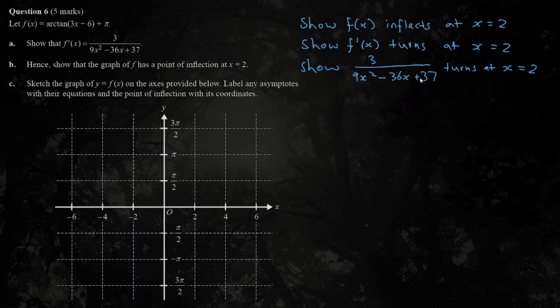So let's go ahead and give a name to this denominator. Call this p of x. Get an arrow going there. And so on our next step, what we need to do is show that p of x turns at x equals 2.